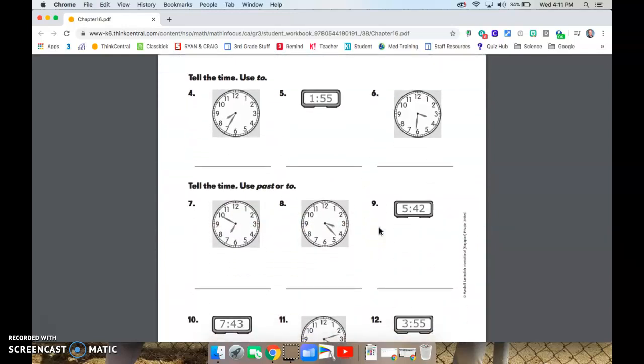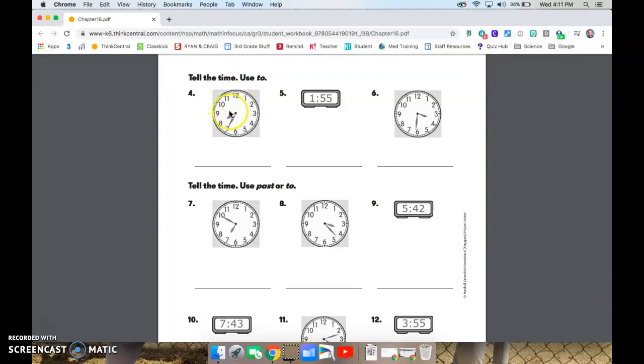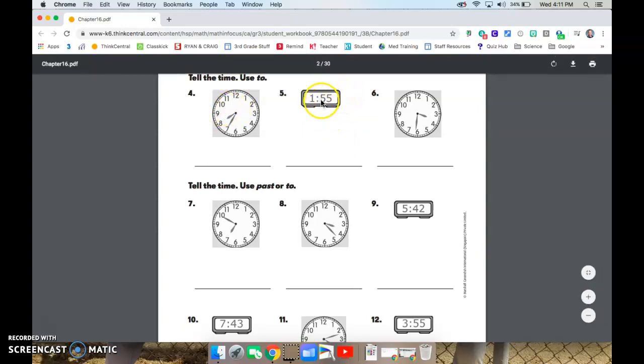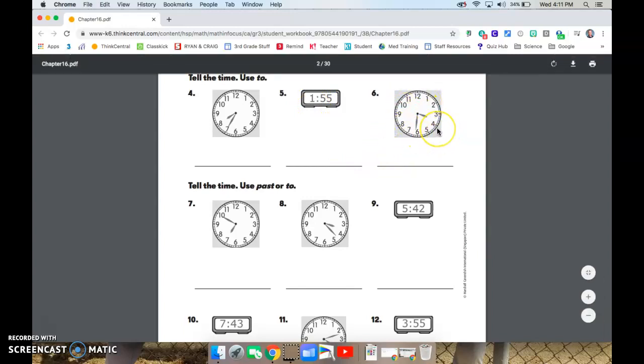So again here, let's go number 4. We have how many minutes to 9 o'clock? So we have 5, 10, 15, 20, 25 minutes to 9. Here we have, 55 and 5 is 60, so 5 minutes to 2. And this is just under 30 minutes. I'm going to say 29 minutes to 4.